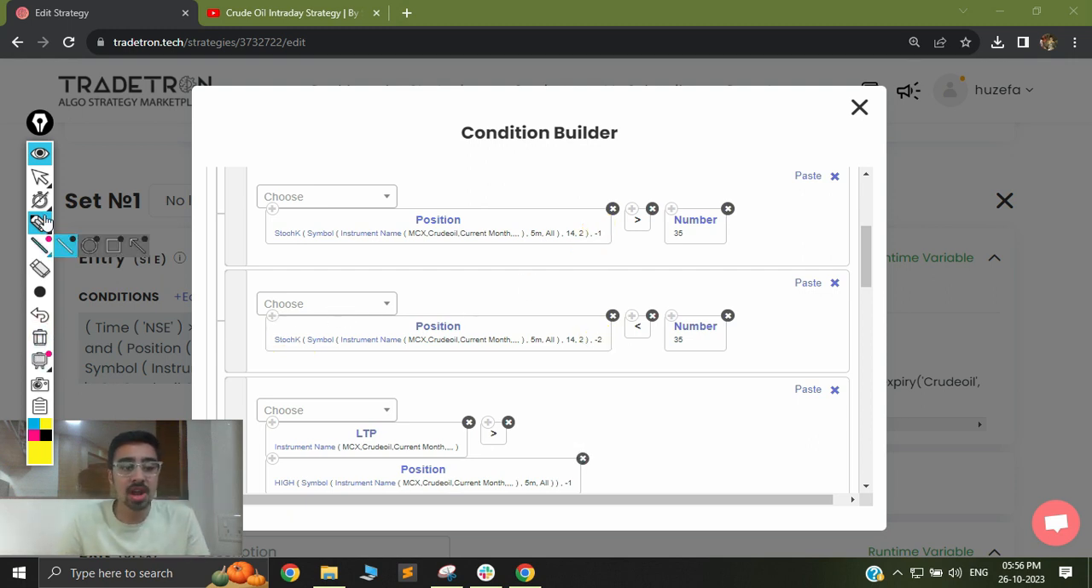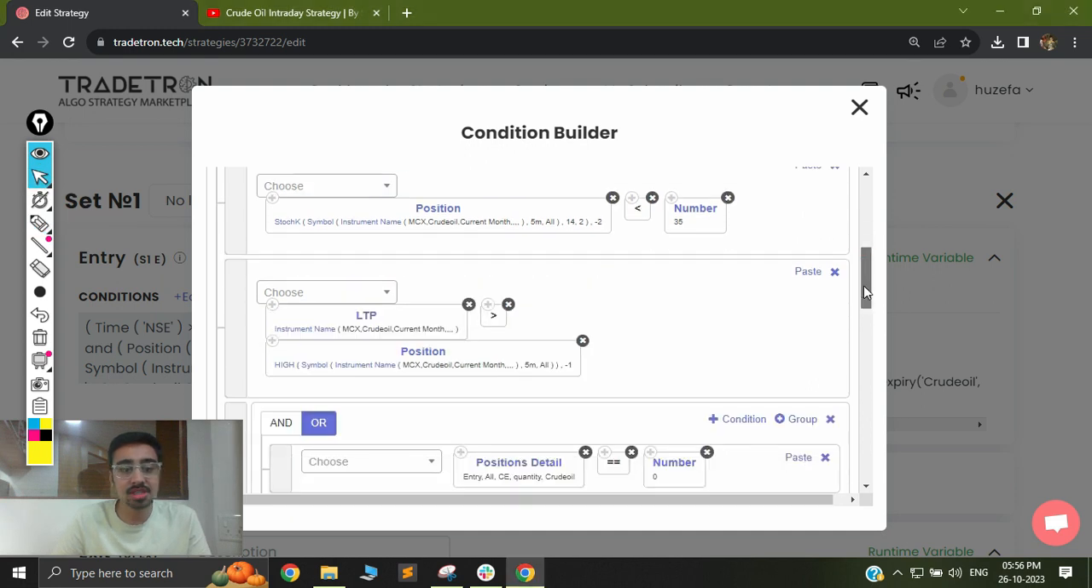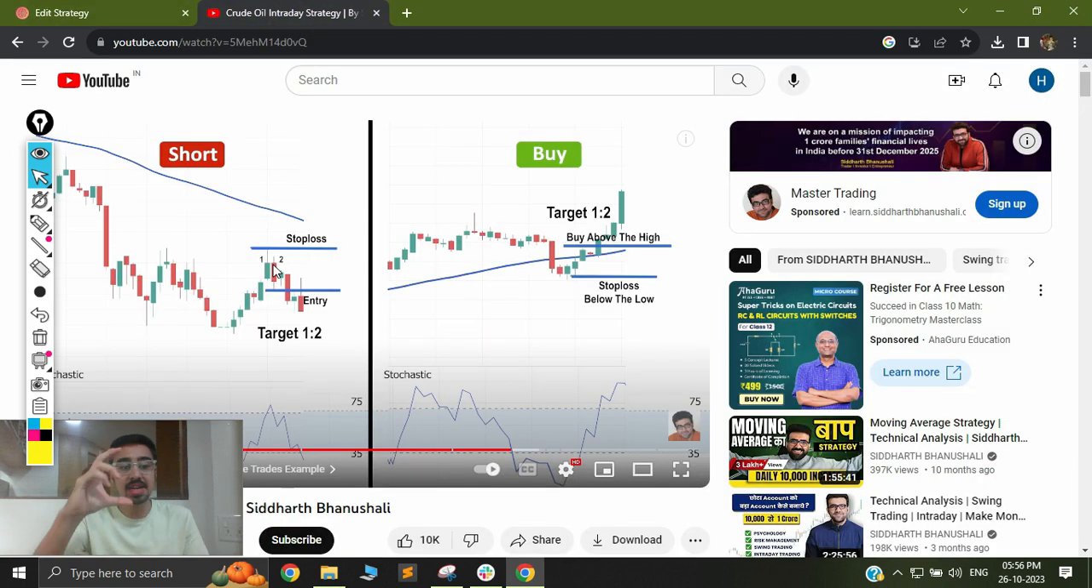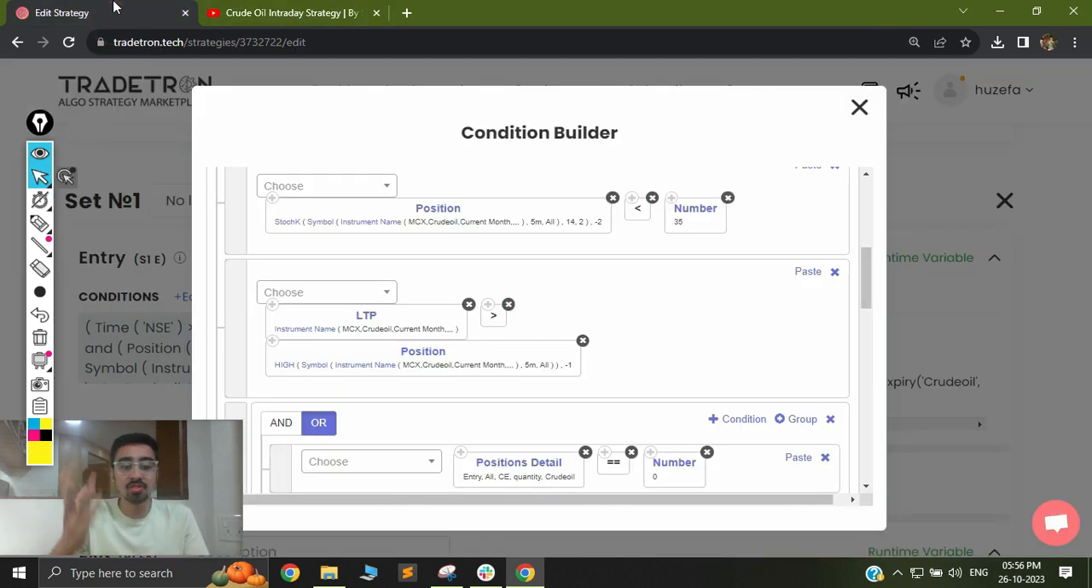The third condition was that the price has to go above the high. Once we found our trigger candle, we are not immediately taking an entry. We will take an entry if the price goes above the high of that candle. So we are looking at LTP. LTP is greater than the high of the relevant candle.